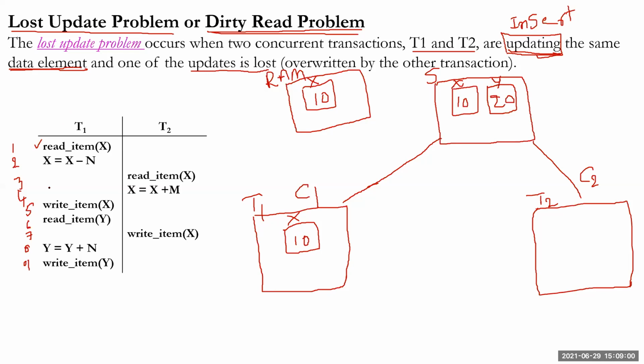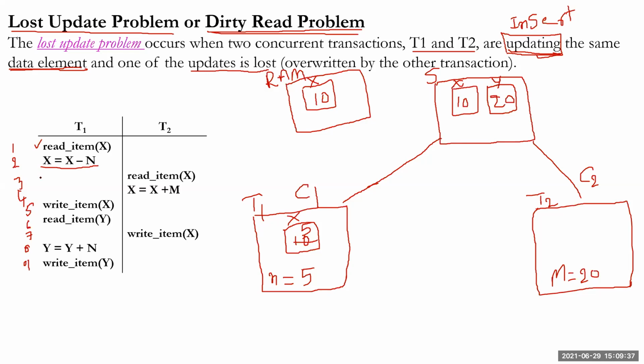Now, what we are trying to perform is X equal to X minus N. For example, N will be equal to 5, and M will be equal to 20. For our consideration, we take 5 and 20 as the N and M values respectively. Now, what is the next operation? X equal to X minus N. So 10 will be overwritten as 5 after performing the operation X equal to X minus N.